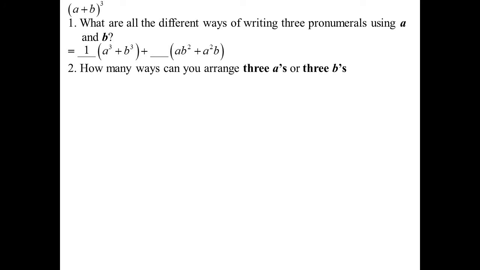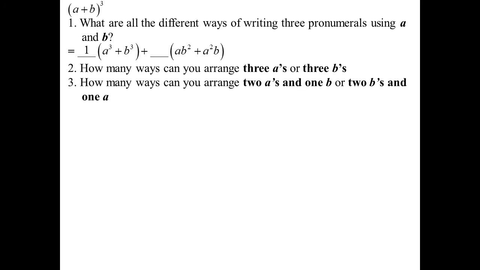Well, there's only one. How many ways could I arrange an a b, and a b? 3 factorial on 2 factorial. So our expansion becomes a cubed plus b cubed plus 3 lots of a squared b plus ab squared. So again, I could extend that through.